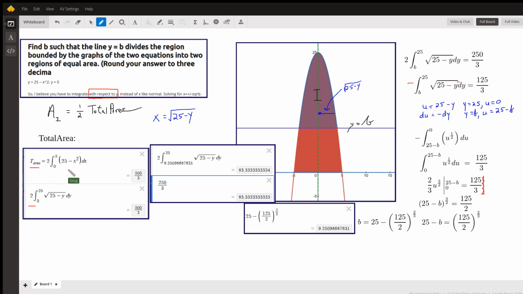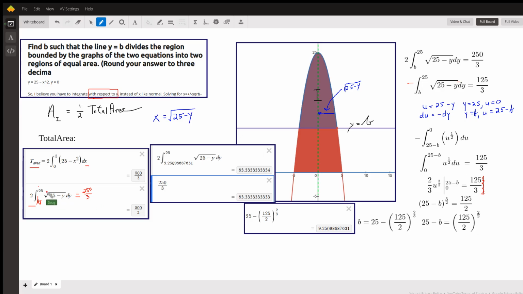Here's total area with respect to x, 500 thirds. Here it is with respect to y, 500 thirds. So the equation that we want to solve is we want to put a b here, and we want that definite integral to be equal to half of the total area, 250 thirds. So that's the equation that we want to solve.